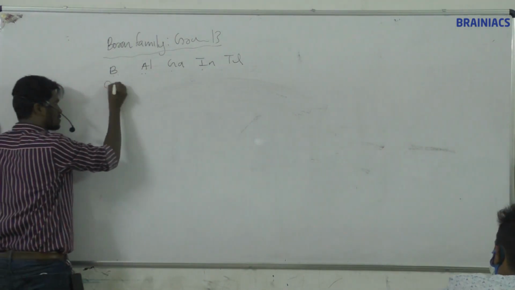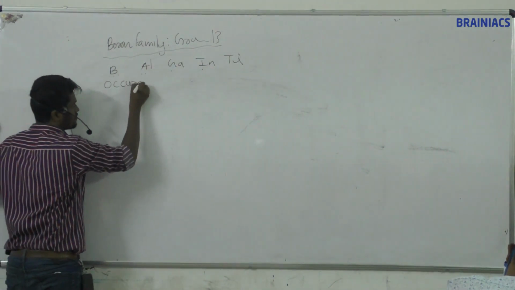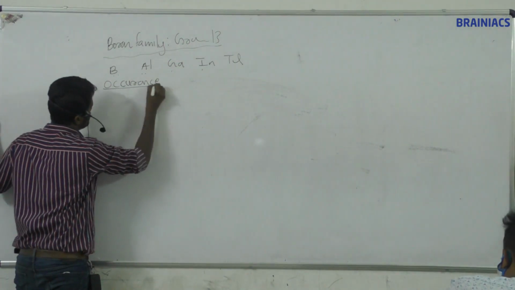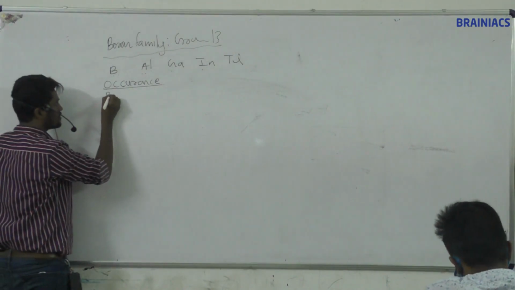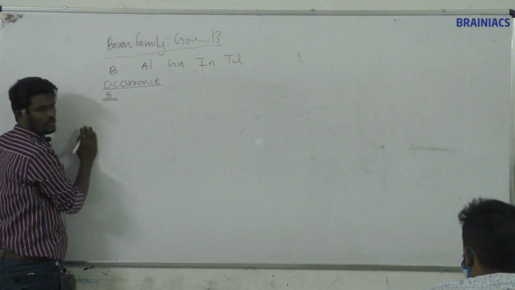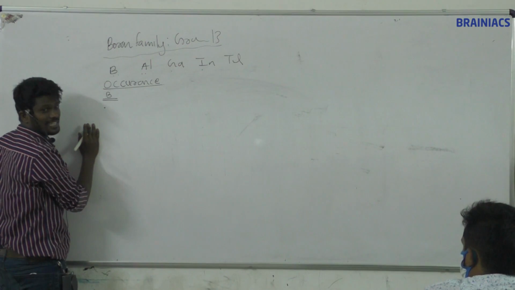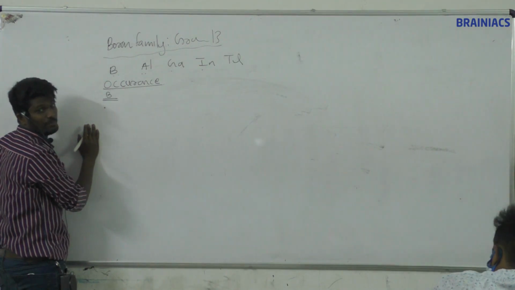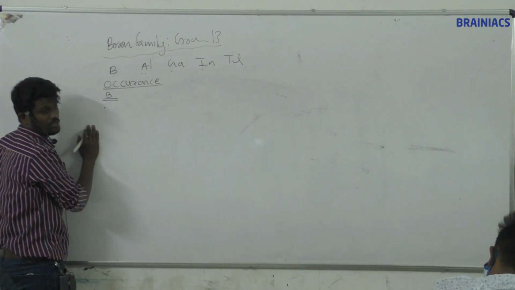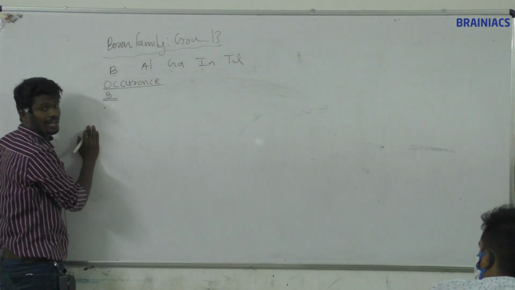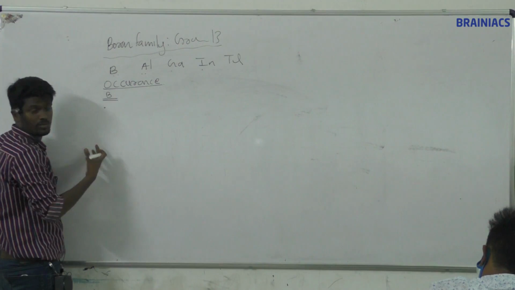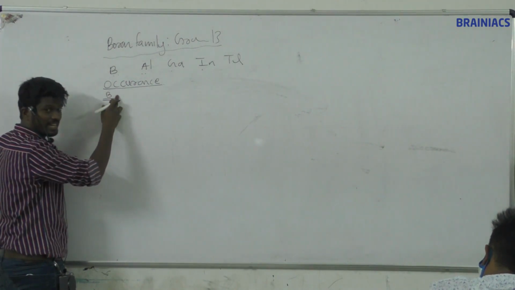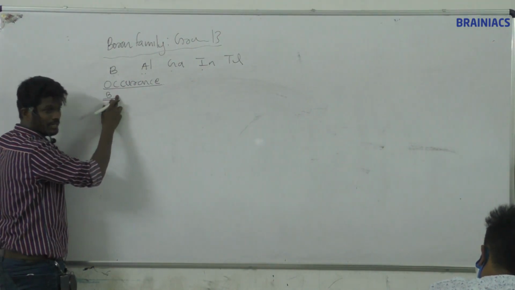Okay, so what is the occurrence? The first one is boron. Boron is a rare abundant element in earth crust. So where are these elements all extracted? Earth crust. So boron is a very rare abundant element in earth crust.